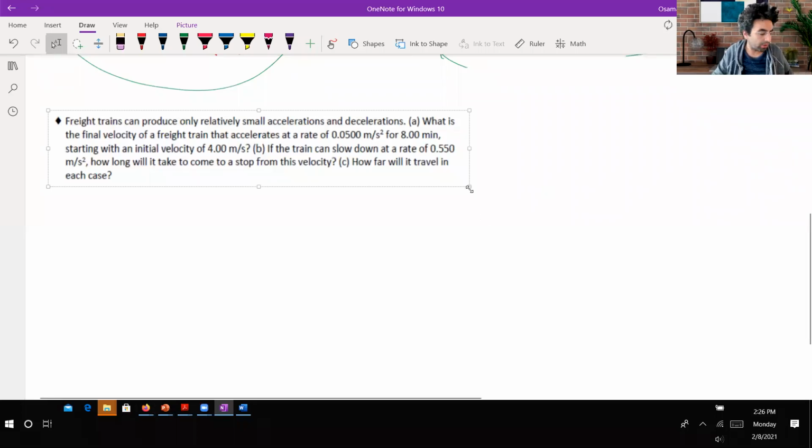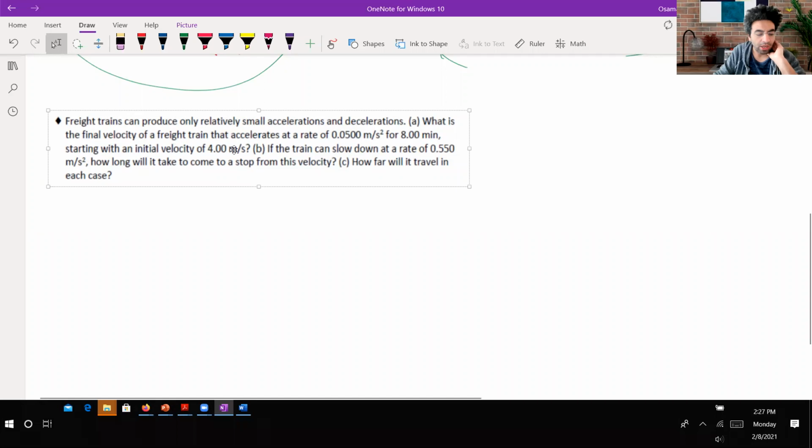So here's the first example that we can go through to try to see how we can solve problems in which you have uniform accelerated motion. So suppose that freight trains can produce only relatively small accelerations and decelerations, where deceleration is an acceleration in the opposite direction of the velocity. And the question is, what is the final velocity of a freight train that accelerates at a rate that is given for a certain amount of time, starting with an initial velocity that is given? Okay, so we'll do A first, and then we'll see what B and C are about.